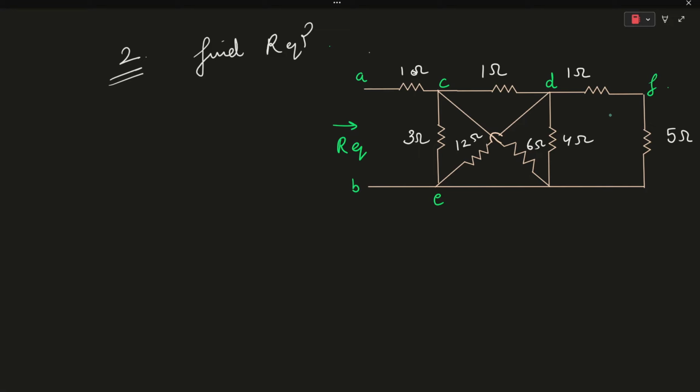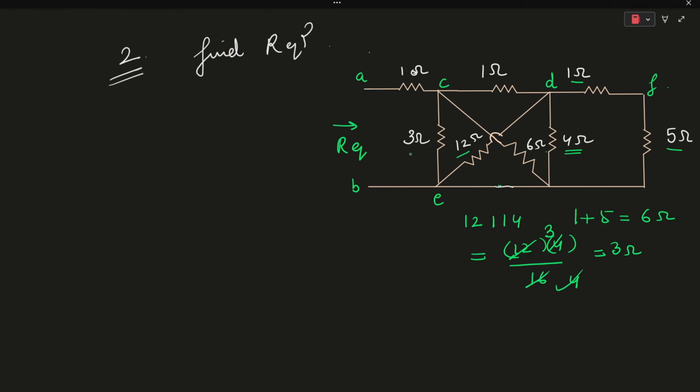As you can see from this particular diagram, the 1 ohm resistor and 5 ohm resistor are connected in series. So the equivalent resistance of these two resistors will be 1 plus 5, which is equal to 6 ohms, okay? Also, the 12 ohm resistor and the 4 ohm resistor are connected between the same nodes, so they have a parallel connection. So the equivalent resistance will be 12 into 4 over 16, which will be equal to 3 ohms, okay?